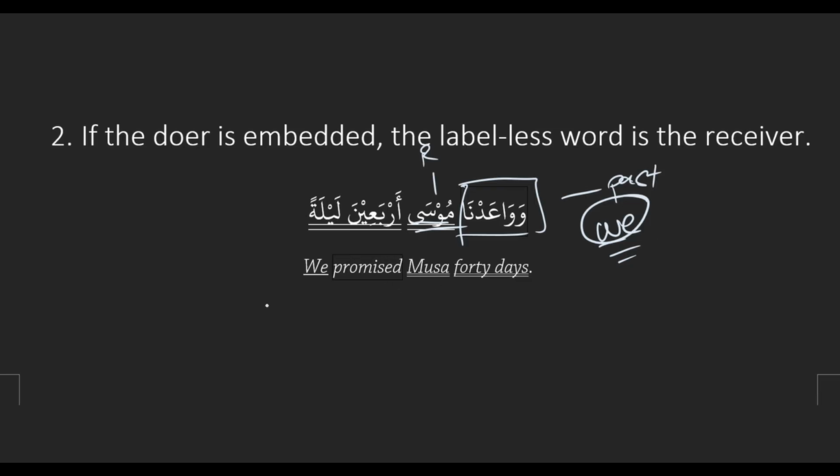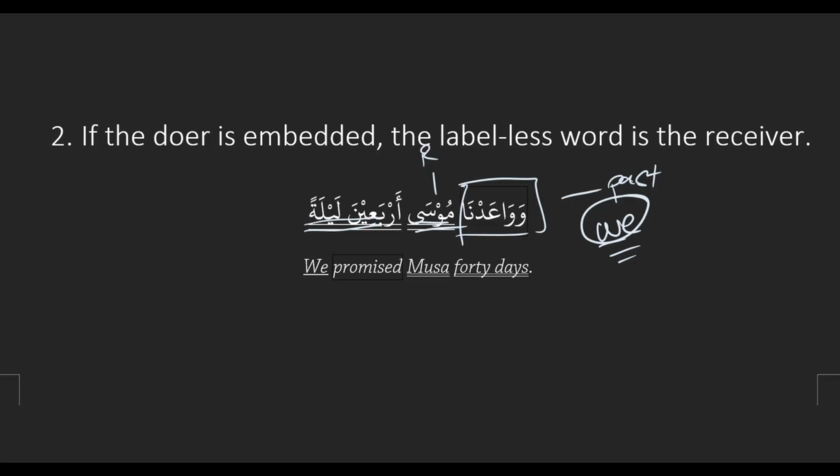So we promised Musa. In this sentence, we have two separate things underlined as receivers. Some actions can take more than one receiver, but no action can take more than one doer. You can only have one doer in a sentence, but you can have more than one receiver. For example, you could say, "I gave him candy." What did you give him? Candy. There are two receivers there.